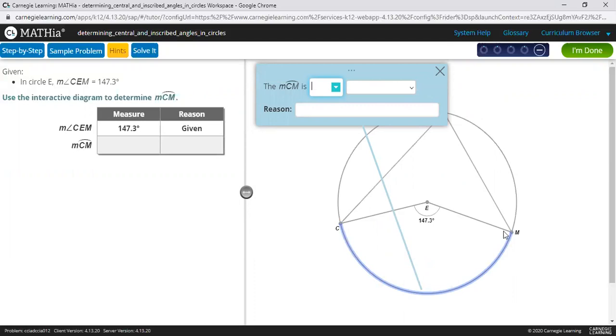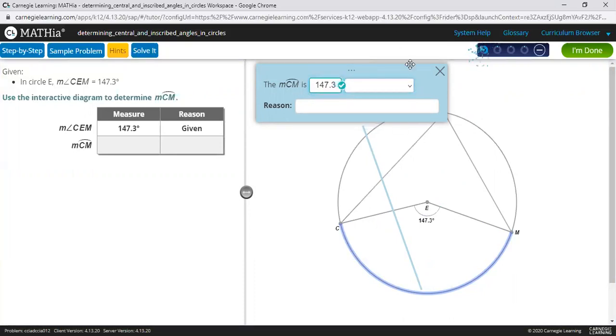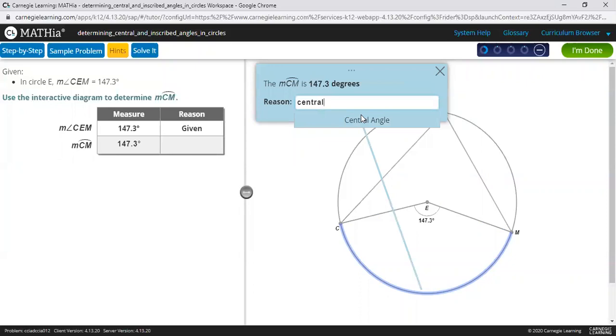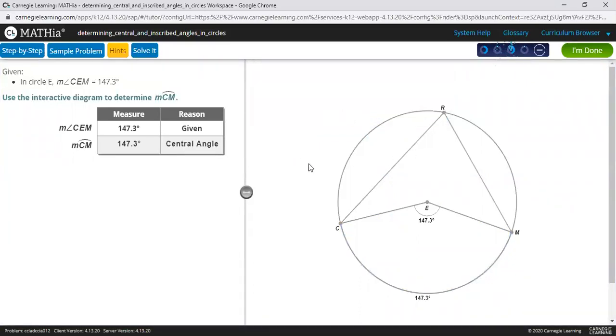And from my introductory video, we know that the measure of arc CM is going to be the exact same measure as its central angle. So that's going to be 147.3 degrees. Very simple right here. The reason we're using is central angle, so you can just type in central angle and it will accept that as a reason. So let's take a look at a couple more.